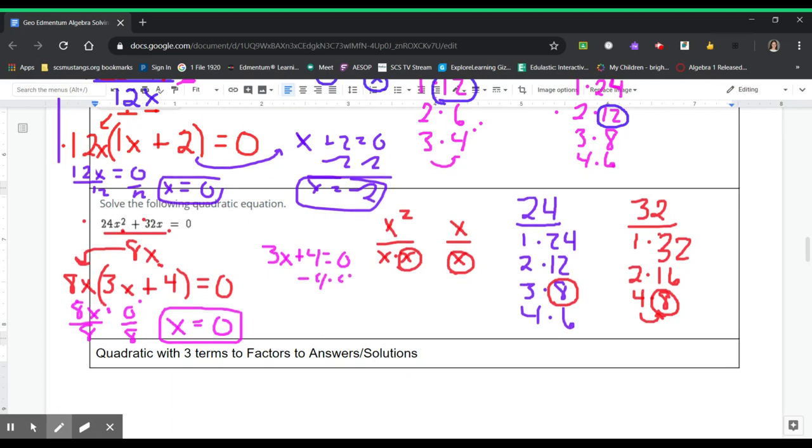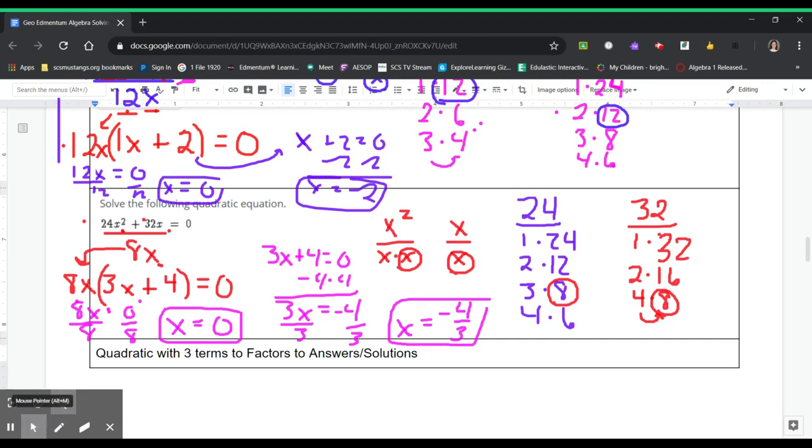Subtract 4 from both sides, and we're going to end up with 3x is equal to negative 4. Divide both sides by 3. x is equal to negative 4/3. So our answer for this one is going to be x is equal to 0, and x is equal to negative 4/3. So that's what happens whenever you've got two terms.